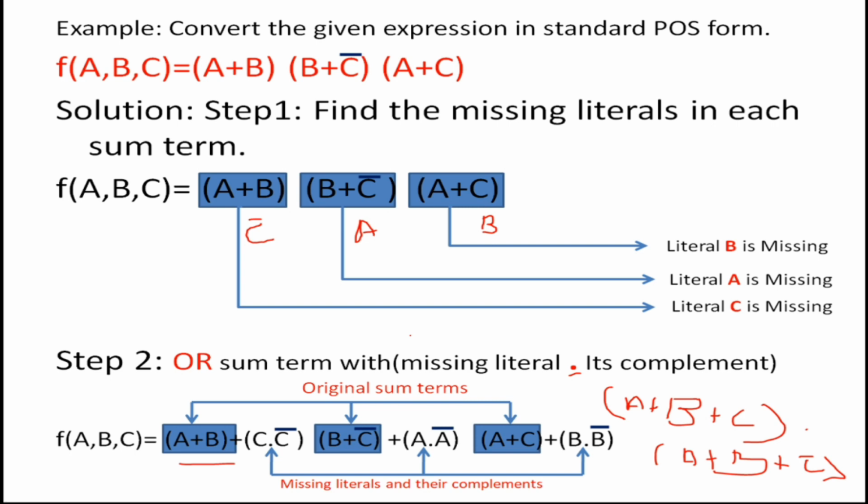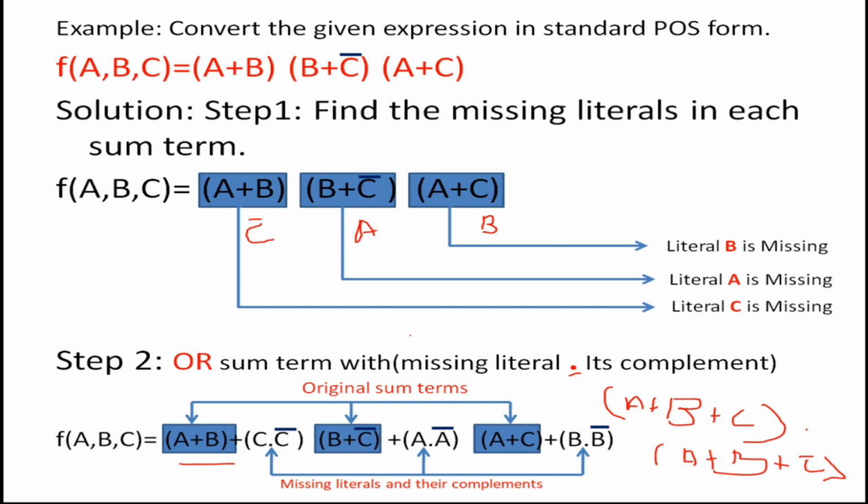So you will be given an expression which is not in the standard product of sum form. Why? Because in the sum terms that are present in the given expression, there will be some literals missing. Here, as we have three literals A, B, C, in each sum term you can find one missing literal.